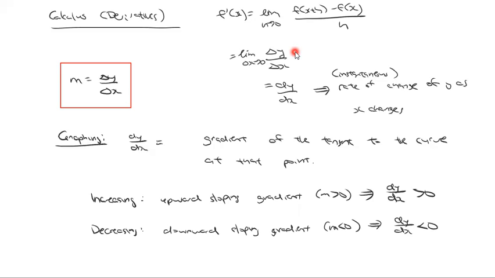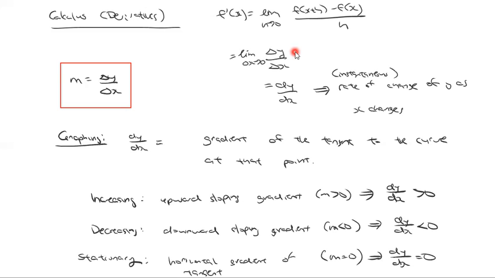Of course, we're leaving out one particular case here, and that's when the first derivative is 0, and that's when your gradient of the tangent is horizontal. In other words, we've got a horizontal tangent, and we call that stationary. And any point where that occurs is called a stationary point. Now, that's your very brief rundown of the definition.